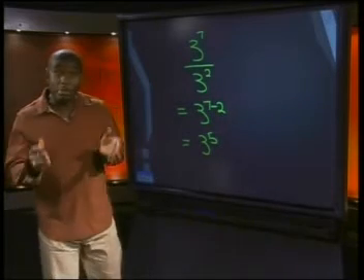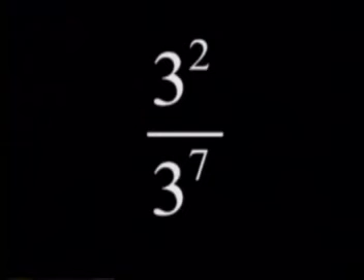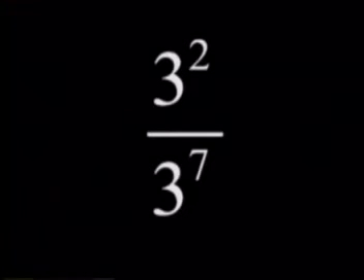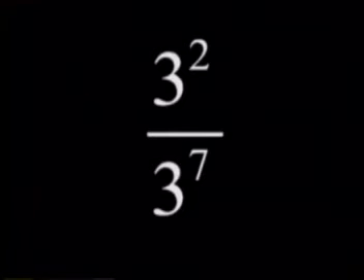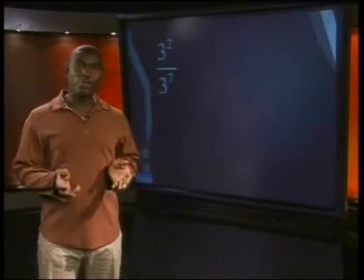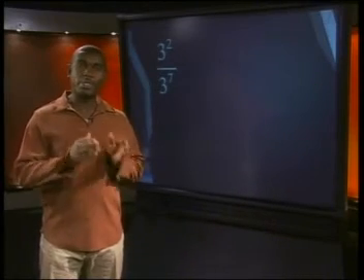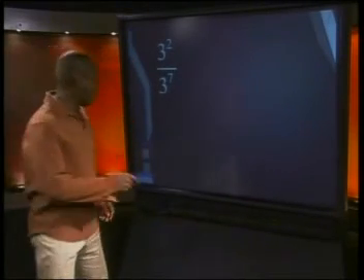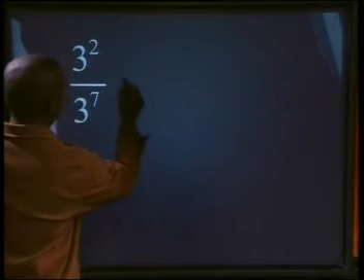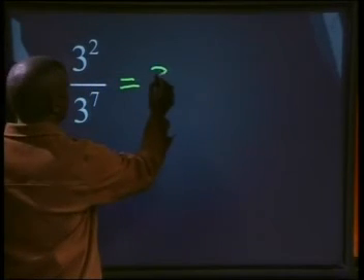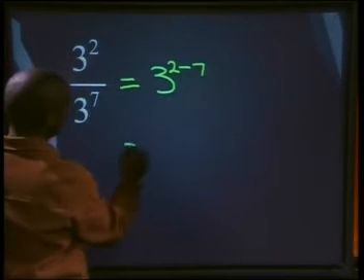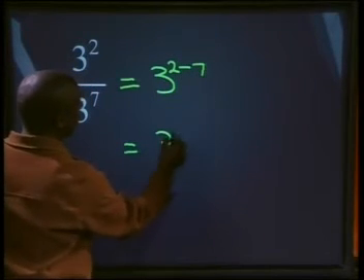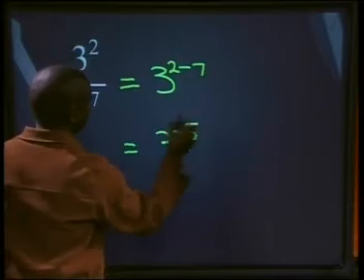But what if we have a number like this? 3 to the power 2 divided by 3 to the power 7. The number in the denominator is a higher power of 3 than the number in the numerator. The law for division of powers with the same base still applies. So, now we have 3 to the power 2, take away 7, which will give us 3 to the power negative 5.